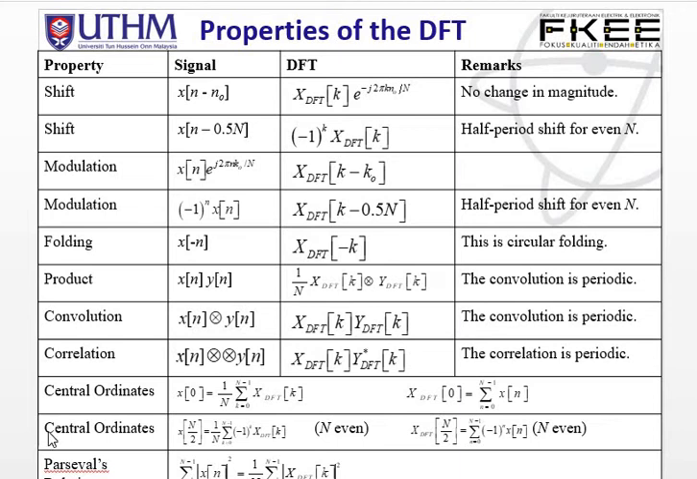Hello everyone. Now I would like to continue with the properties of the discrete Fourier transform. For the properties of the discrete Fourier transform, we will have the shifting property, modulation, folding, product, convolution, correlation, center ordinates, and the Parseval theorems. We will look at them one by one through examples.